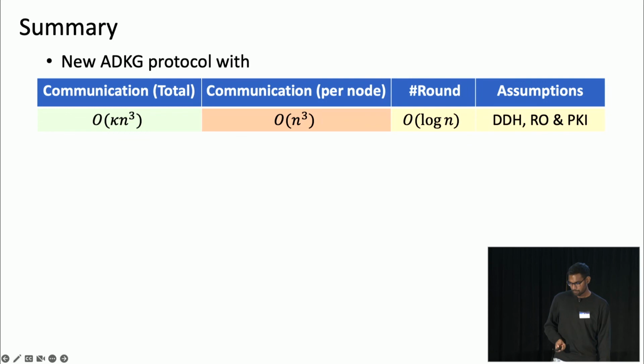Okay, so what's the summary? We have a new asynchronous distributed key generation protocol with the communication cost of kappa n cubed.